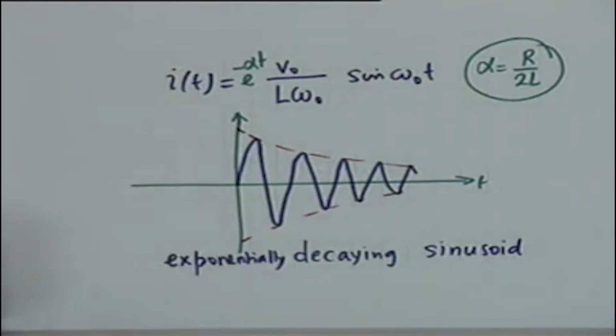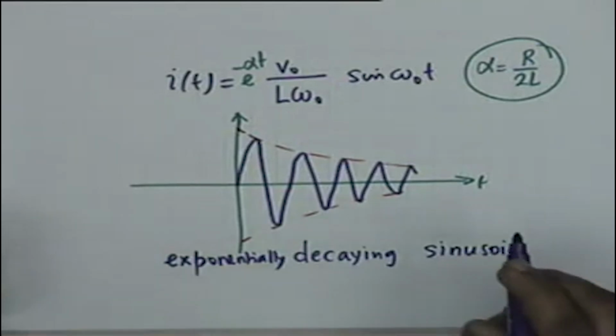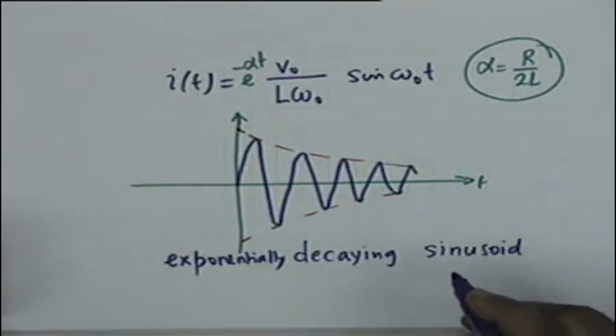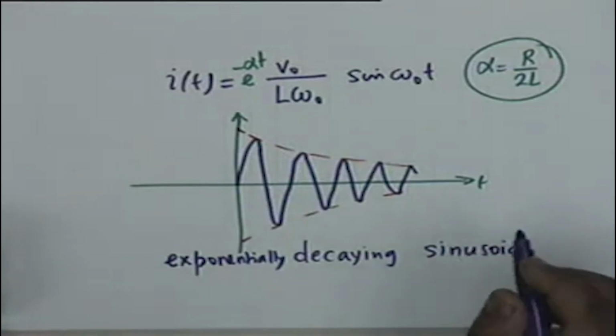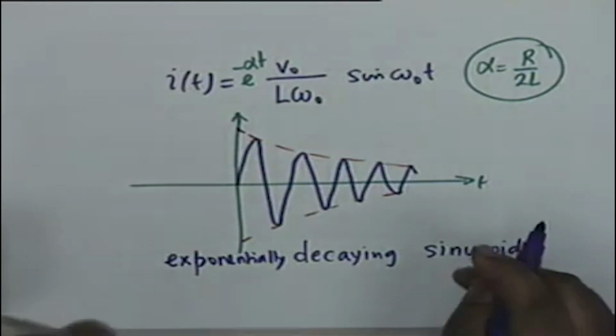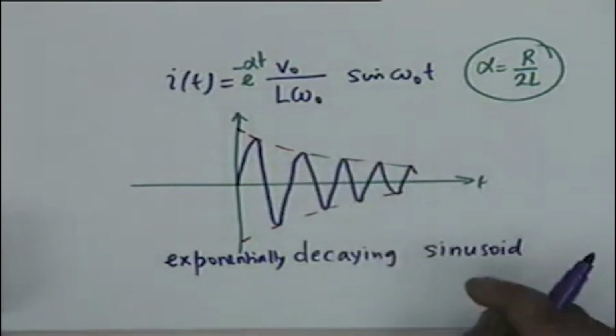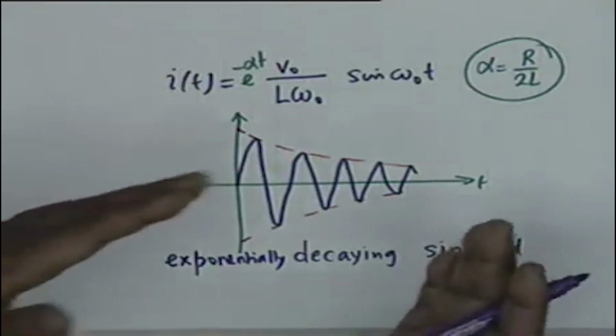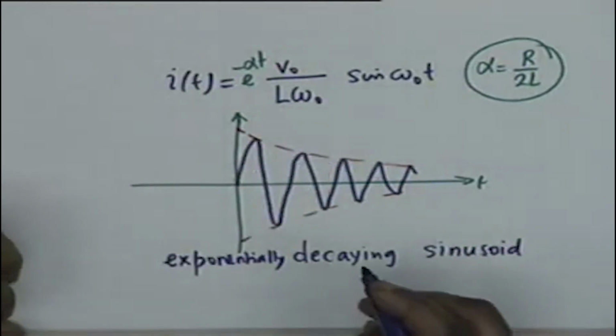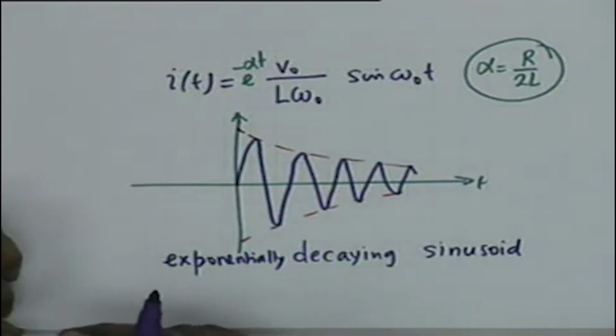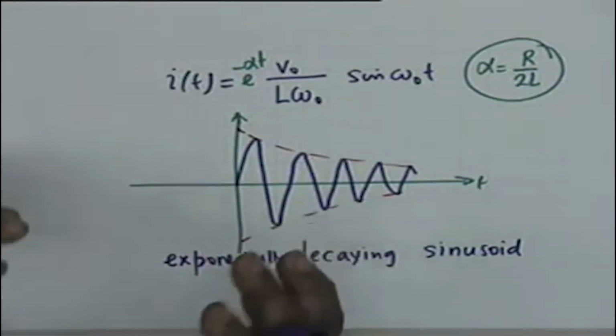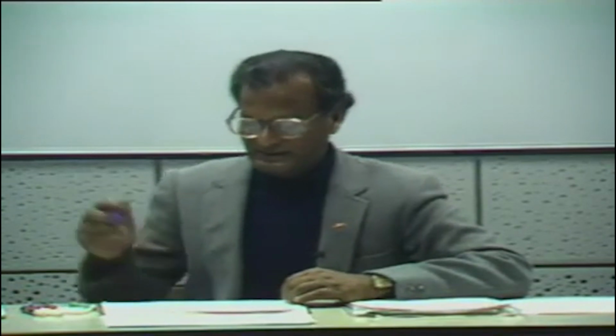It is as if the sinusoid is damped with time, and therefore this situation is called damped oscillation. There is an oscillation, but the oscillation amplitude gradually decays, so it's a damped oscillation. Now if alpha was equal to 0, then the oscillations would have been undamped, that is, the amplitude would have remained constant whatever the time is.